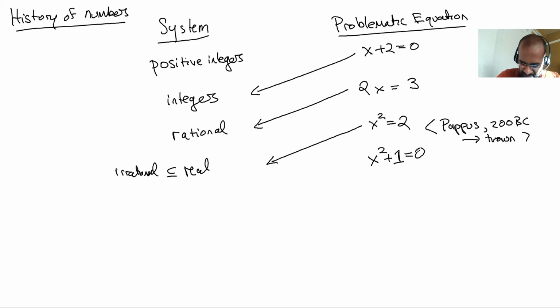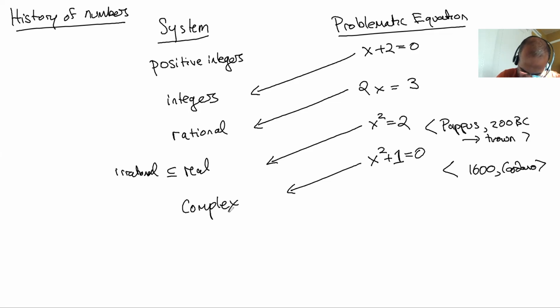And this is the equation that around 1600 AD, due to work of Cardano, led to the introduction of complex numbers. And complex numbers include this unfortunately named number called i, which is the square root of -1, which has the property that i squared is equal to -1. And it satisfies this equation.